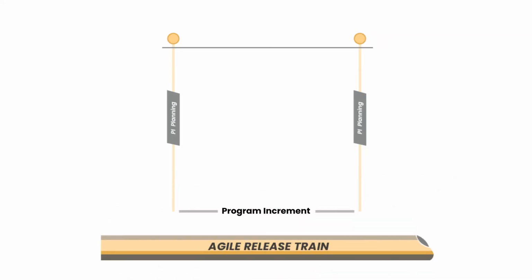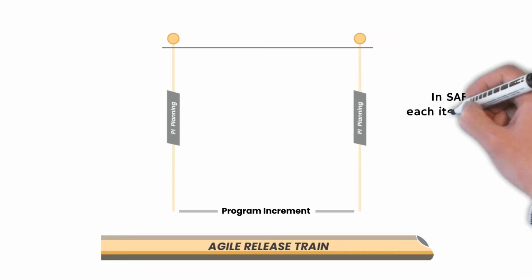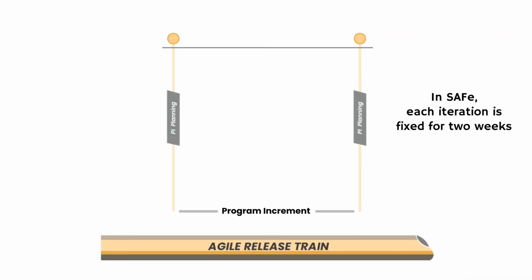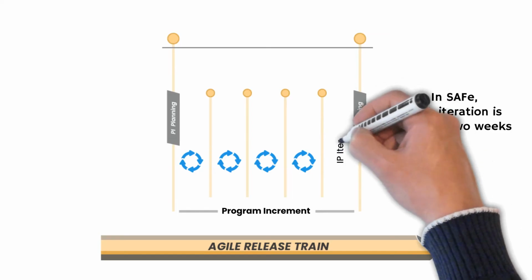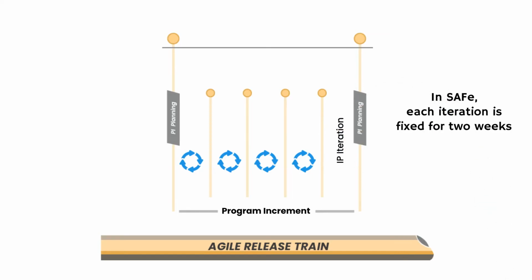A program increment, PI, is a time box during which an Agile Release Train delivers incremental value in the form of working, tested software and systems. In SAFe, each iteration is fixed for 2 weeks, whereas a PI is time-boxed to 4 to 6 iterations. Usually, 5 iterations, where the 5th iteration is called IP, innovation and planning. And teams don't plan the work for the IP iteration.